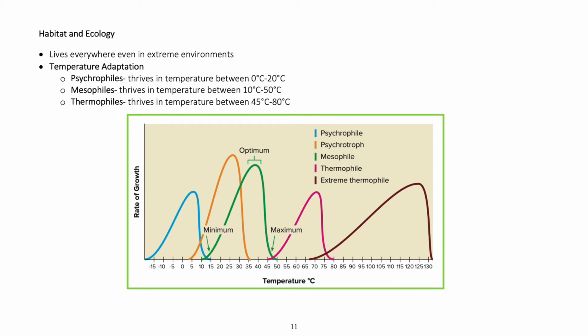Habitat and ecology. Lives everywhere, even in extreme environments. Temperature adaptation. Psychrophiles. Thrives in temperatures between 0 degrees Celsius to 20 degrees Celsius. Mesophiles. Thrives in temperatures between 10 degrees Celsius to 50 degrees Celsius. Thermophiles. Thrives in temperatures between 45 degrees Celsius to 80 degrees Celsius.